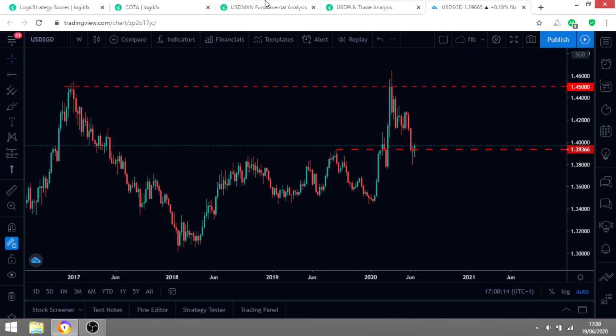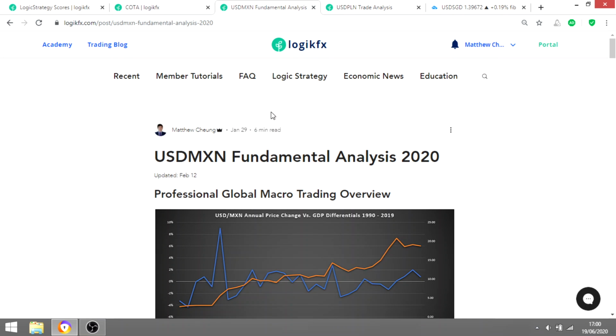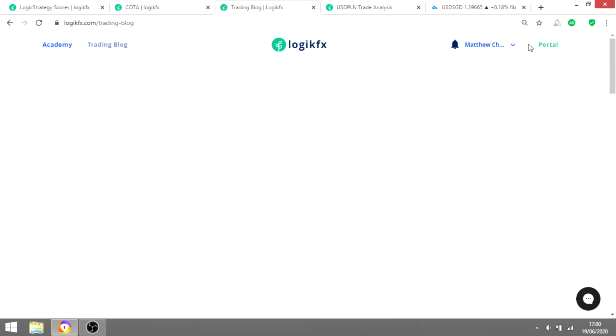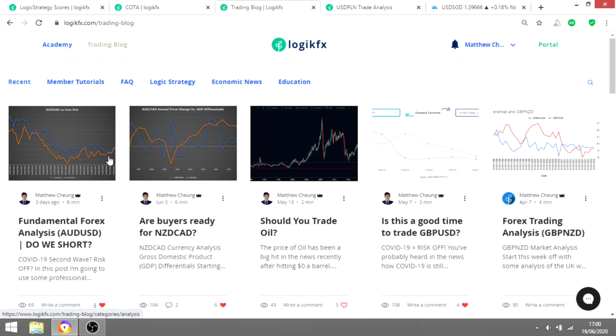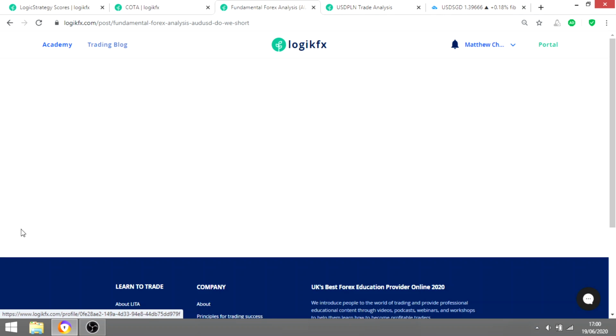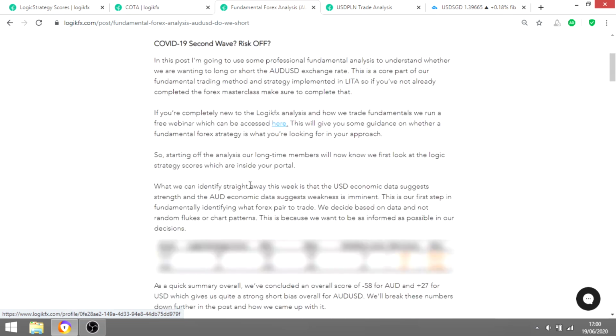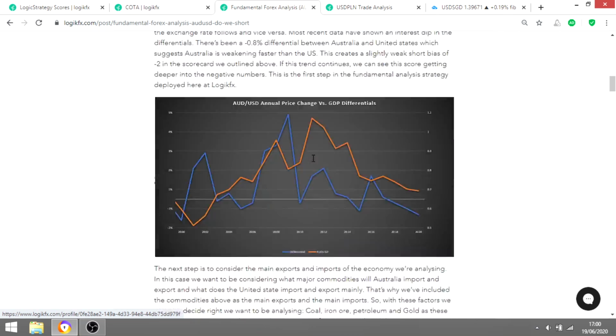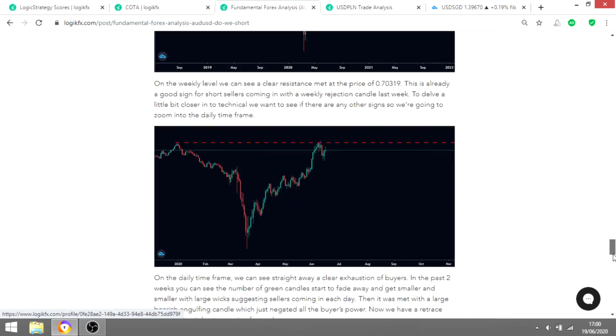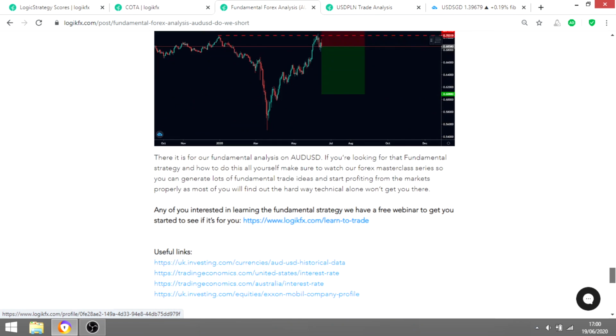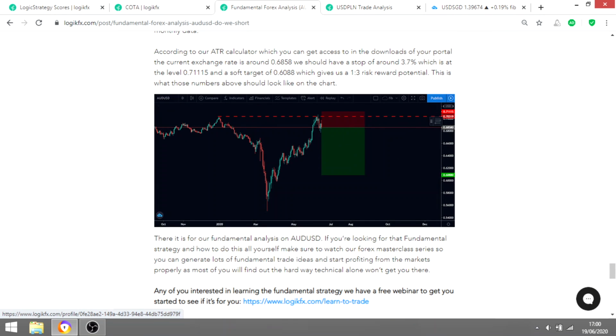Now, let's have a look at some other trade ideas that I posted in the trade ideas area. So if you want to go to your portal, you'll be able to get into the trade ideas section. I actually did an analysis video on the Australian dollar, US dollar. Now, that's where I had the idea that potentially the US dollar is actually going to strengthen and these riskier currencies are actually going to weaken.